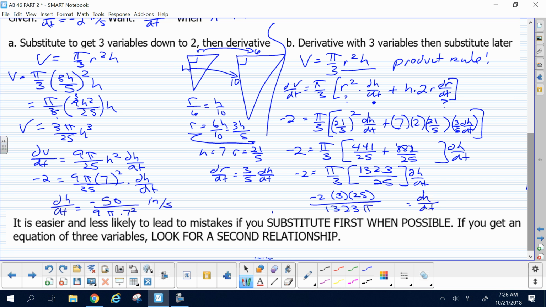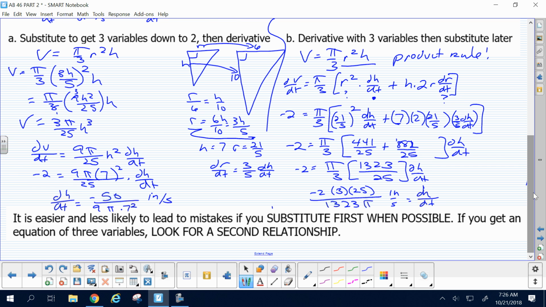Negative 50 up top, and if I dumped 3, I believe you would be looking at the same answer, 441, so I believe these are correct. All right, and the inches per second, they are the same if you put them in your calculator. So that's the idea. Now I think you can agree that the first way was easier.